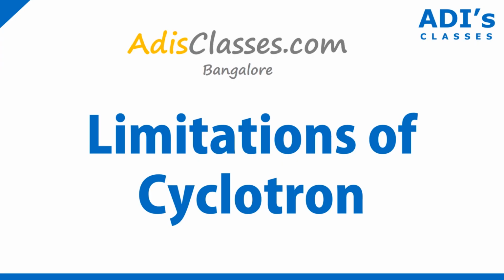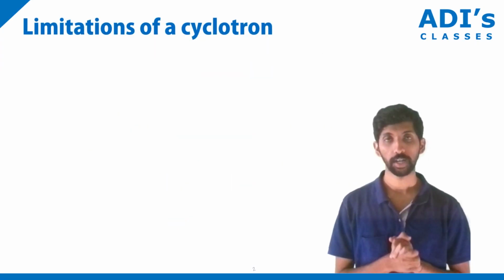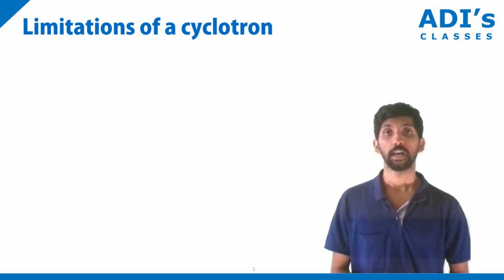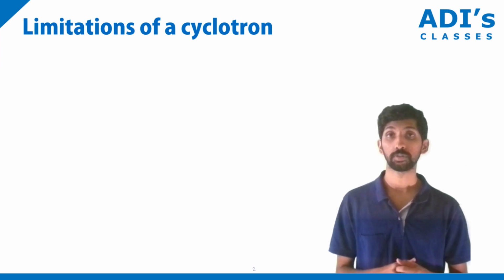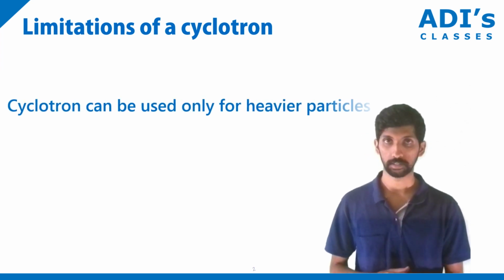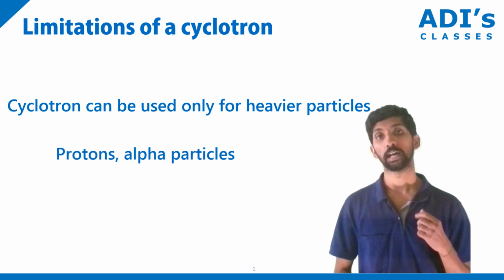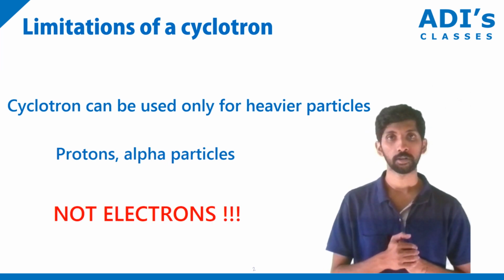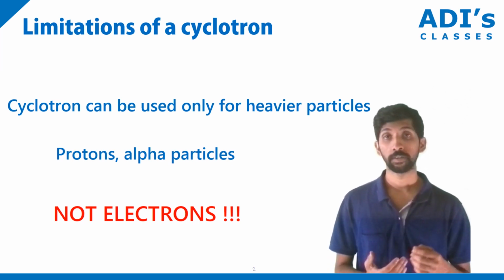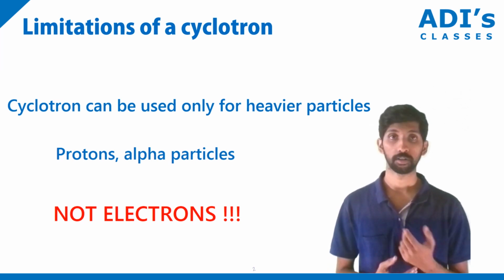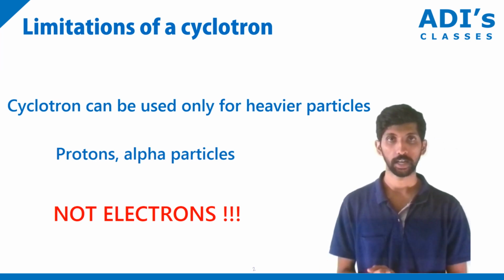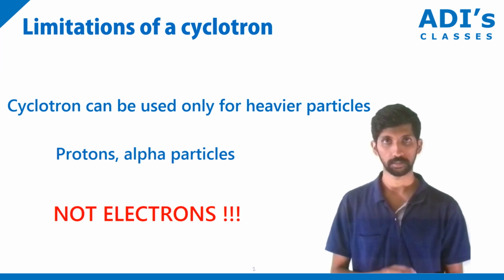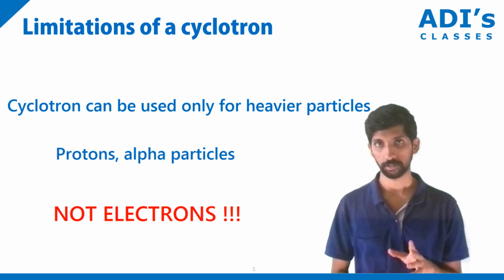Now let's try to see what the limitations of a cyclotron are. First point: a cyclotron can be used only for heavier particles like a proton or an alpha particle, not for electrons. Because for electrons, usually whenever we have a change in the magnetic field or the electric field, the particles will start gaining mass. So we cannot use this for electrons.